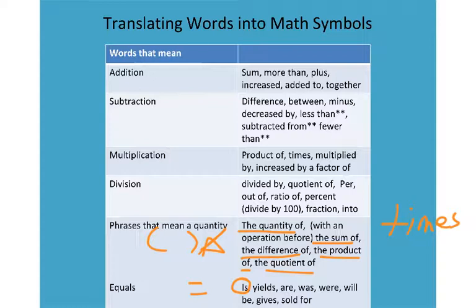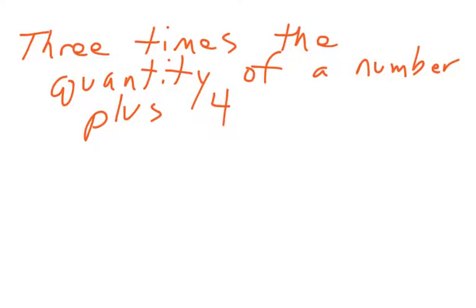All right, so again, if they say the quantity of, that means you need parentheses in your problem. But if they have the word times in front of the sum of, the difference of, the product of, or the quotient of, you also need parentheses around that sum, difference, product, or quotient. So let's look at some examples. Okay. So make sure you copy this down. So I would pause the video, but we have 3 times the quantity of a number plus 4. So again, pause the video so you copy it down and then restart it once you're ready.